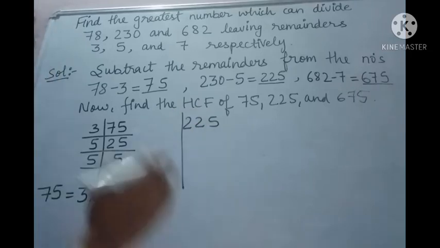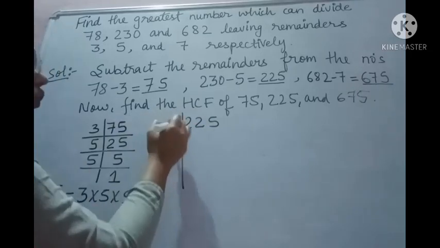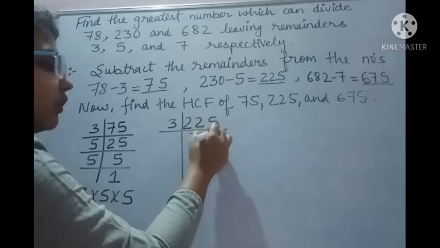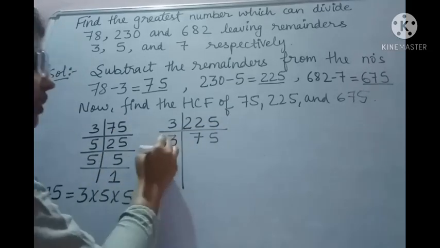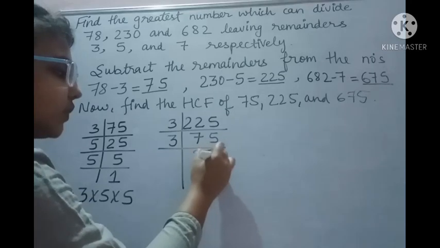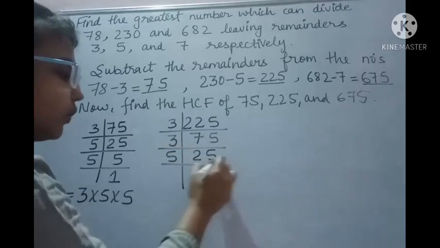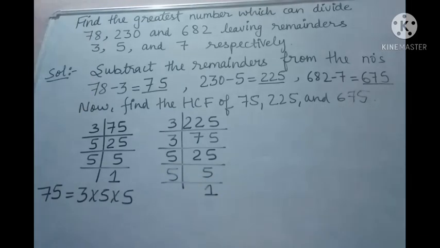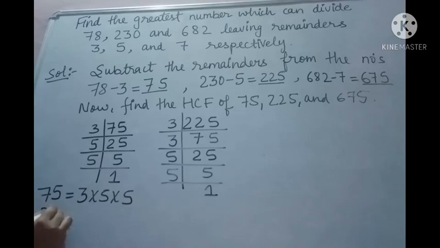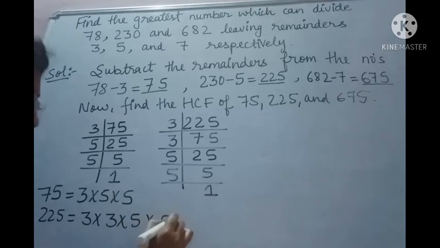Similarly, we will find the prime factors of 225. Again this is an odd number, so we divide it by the odd prime 3. 3 sevens are 21, 3 fives are 15. This 75 is the same, so we can use this 3. 3 twos are 6, 3 fives are 15, 5 fives are 25, 5 ones are 5. We get 1 here, so we stop when we get 1, and we write down these factors in a proper manner: 3 multiplied by 3 multiplied by 5 multiplied by 5.